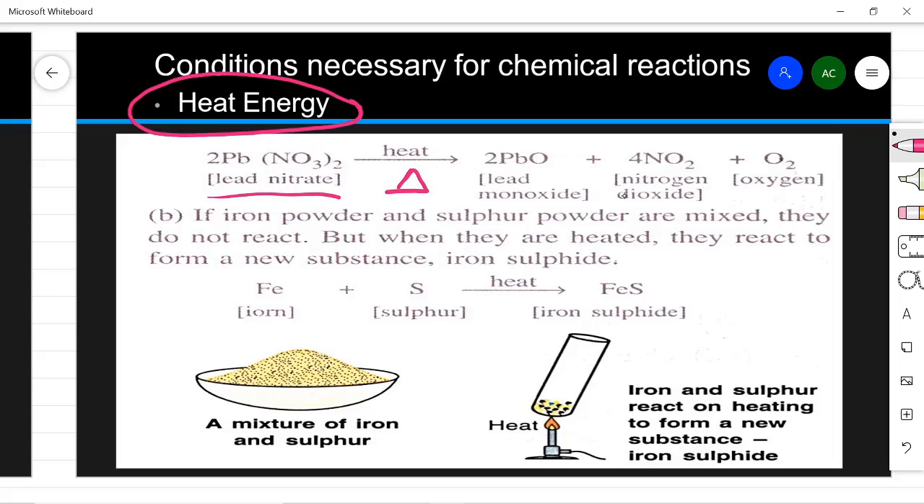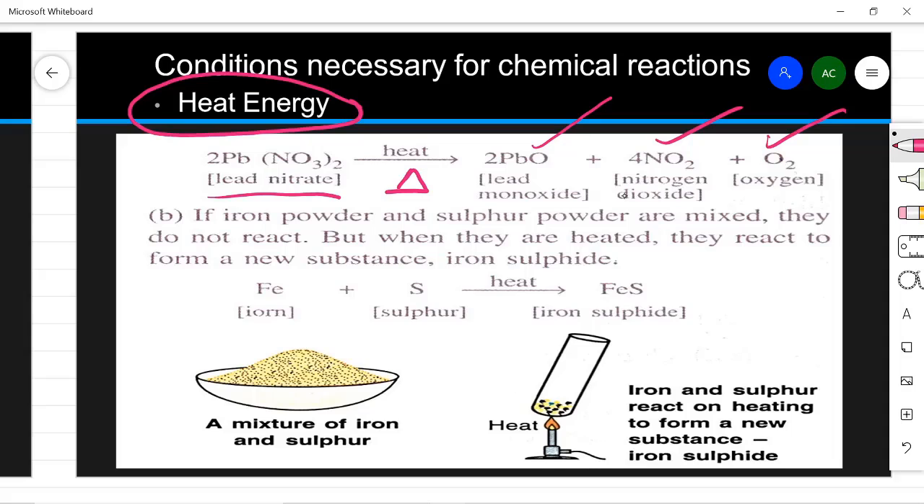Please try to write all the reactions in a copy. Make a reaction copy for yourself. Keep it under your pillow or your bed, and at night at least go through it once so that you remember all the reactions. Make it a habit. Then the learning of reactions will happen. You have to learn balanced reactions. So now what is happening here? Lead monoxide, that is PbO, nitrogen dioxide and oxygen gas are produced when lead nitrate is heated.